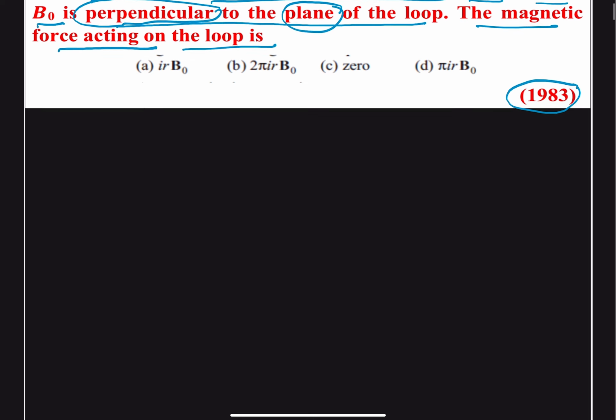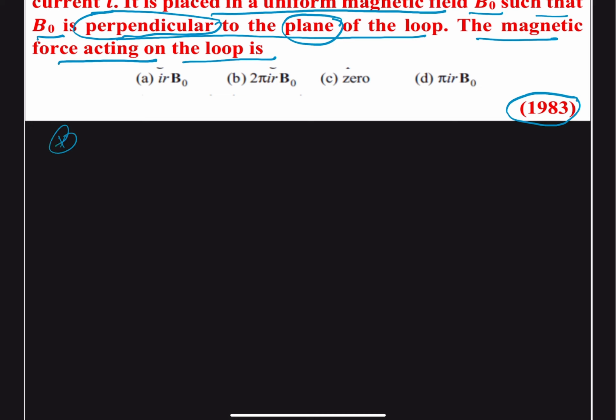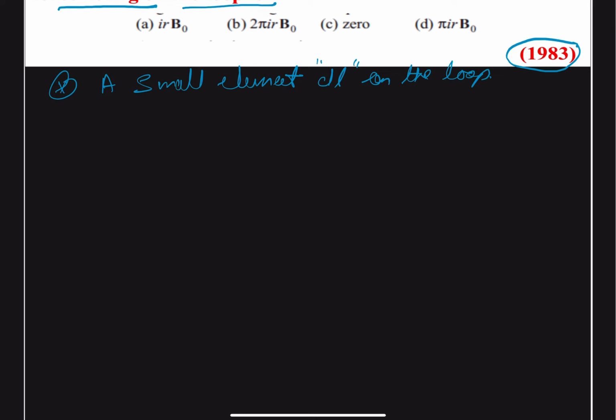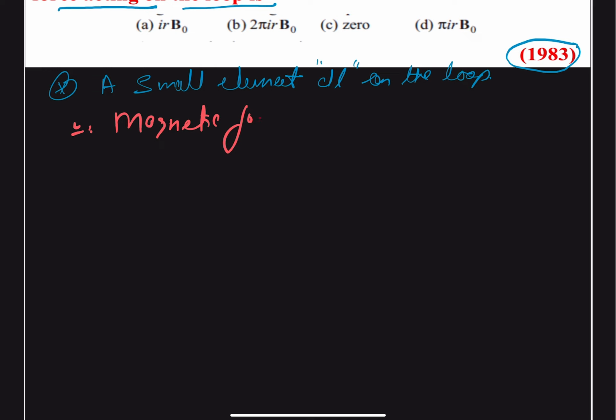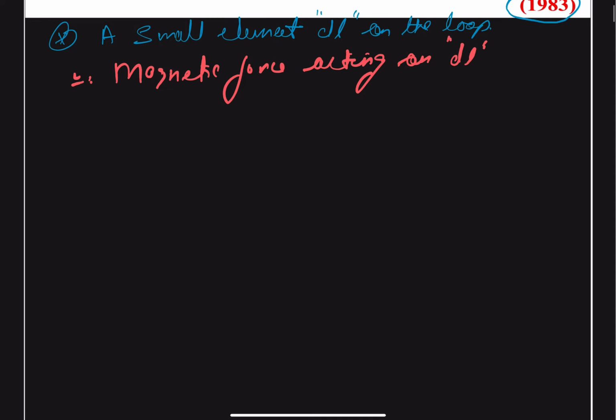If you consider that there is a small element dl on the loop, therefore the magnetic force acting on this small element dl, let us suppose that is given as dF, then this dF will be equal to I, dl cross product with B.